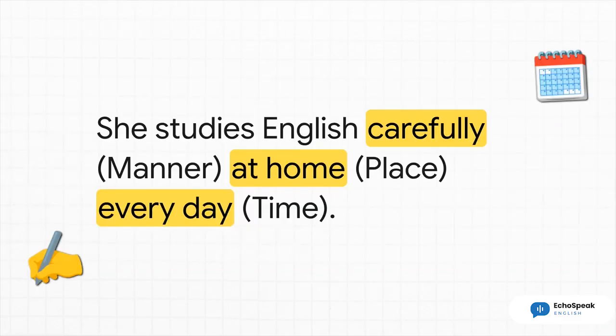The basic sentence is, she studies English. Simple enough. Now let's add our details using that rule. First, manner. How does she study? Carefully. Perfect. Okay, next up is place. Where does she study? At home. And last but not least, time. When does she study? Every day. See? It follows the rule perfectly.